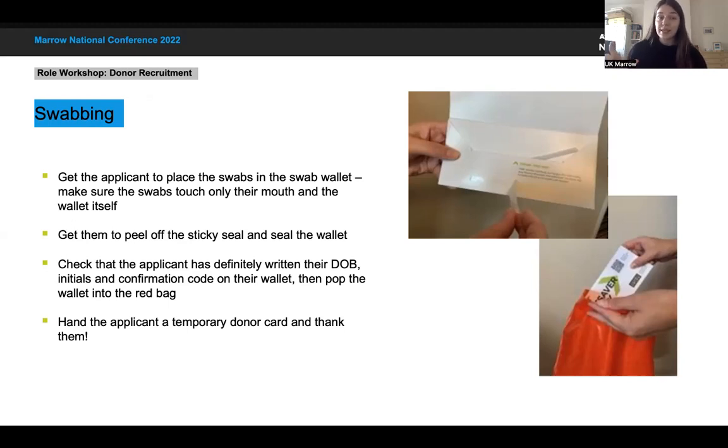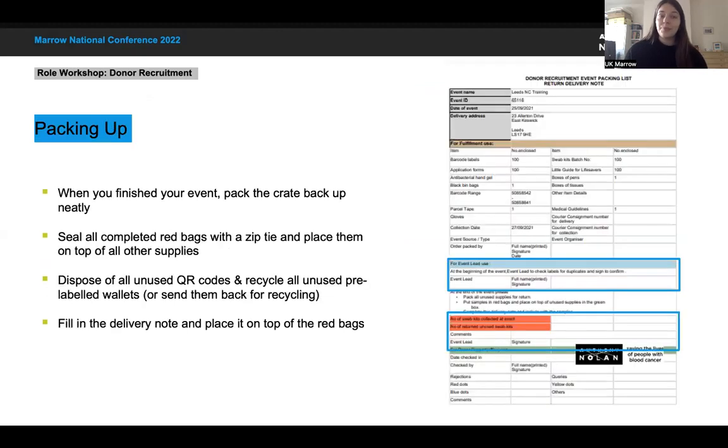It takes about 6 weeks, roughly, sometimes more, sometimes less, to get a permanent donor card in the post. So if they want, you can let them know that they will get something in the post in a few weeks' time. But other than that, they can go about their day and you're almost done. So that process obviously gets repeated for every single donor that you try to sign up.